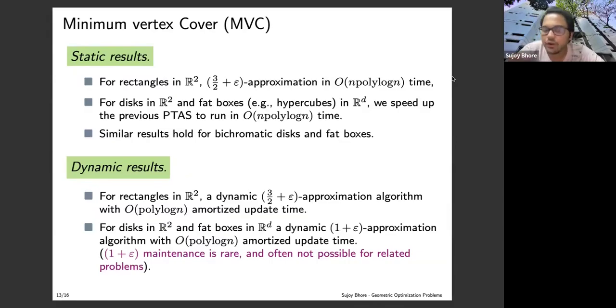I mean, the reason is not exclusively in the dynamic regime. We can already see it in the static case, like there is no efficient polynomial time approximation scheme or the others. But for vertex cover, one can maintain 1 plus epsilon approximation. So it's not possible for independent set, for instance, even for unit disks. But here for general disks, this is possible.